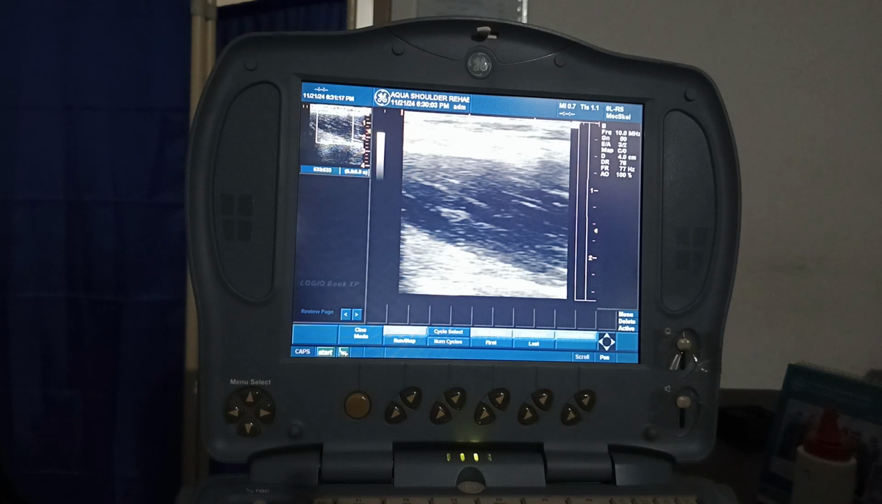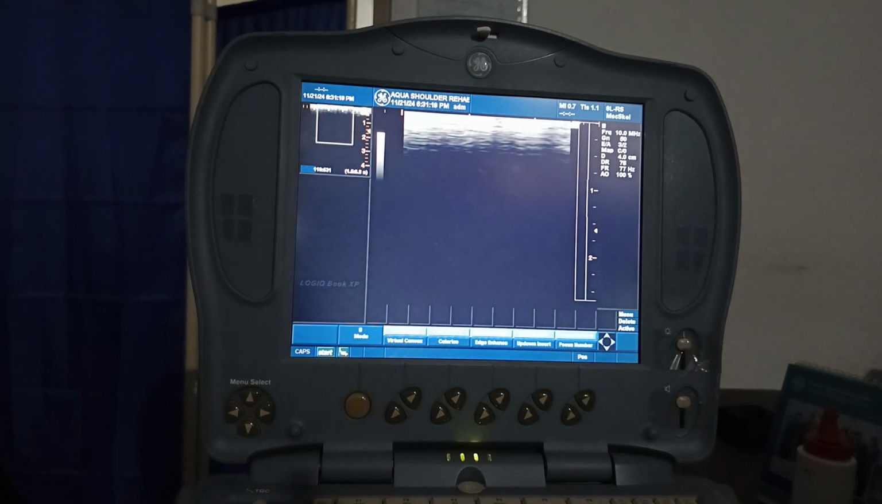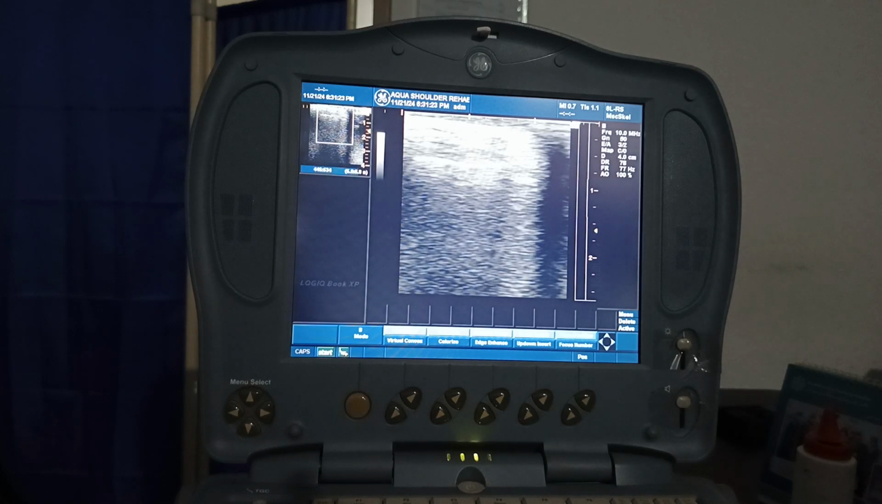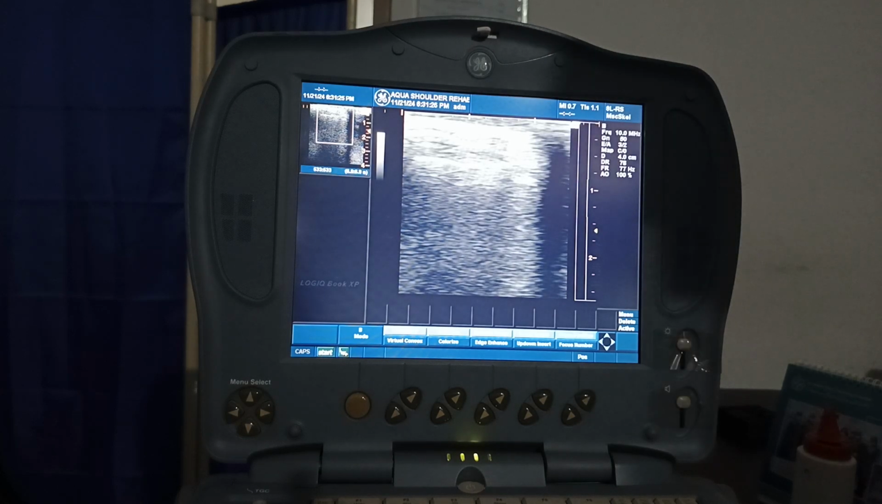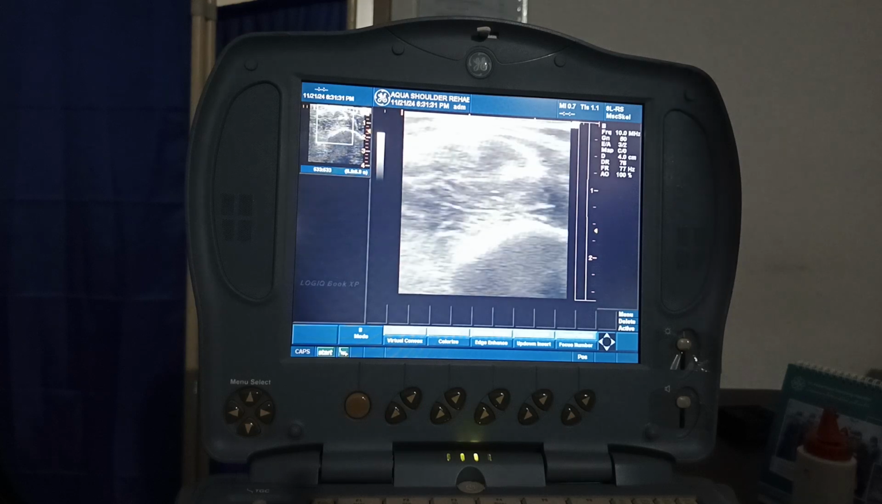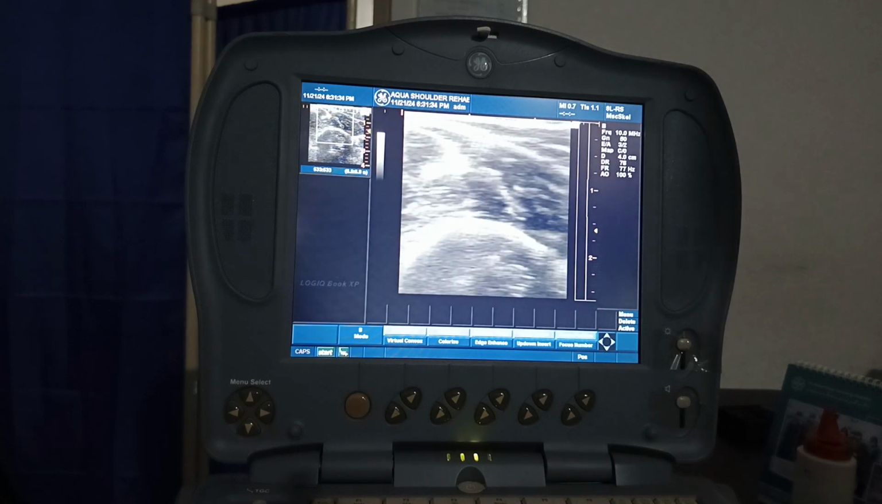Now, if we try to visualize the blood vessel, there are two types of blood vessels we are interested in seeing. Can you please extend your elbow? Thank you. So we will just place the probe over here and we will wait to see any pulse.